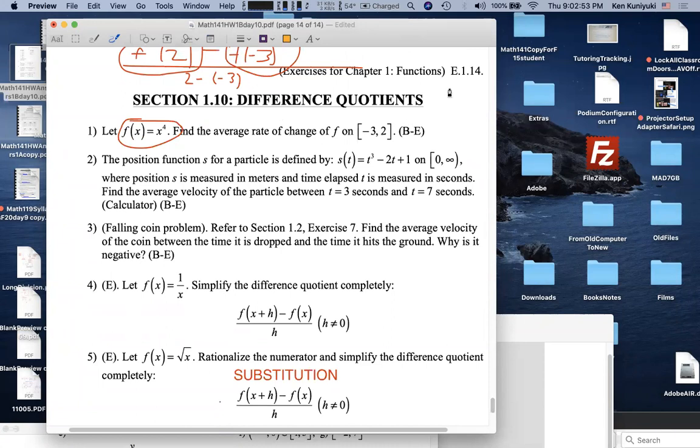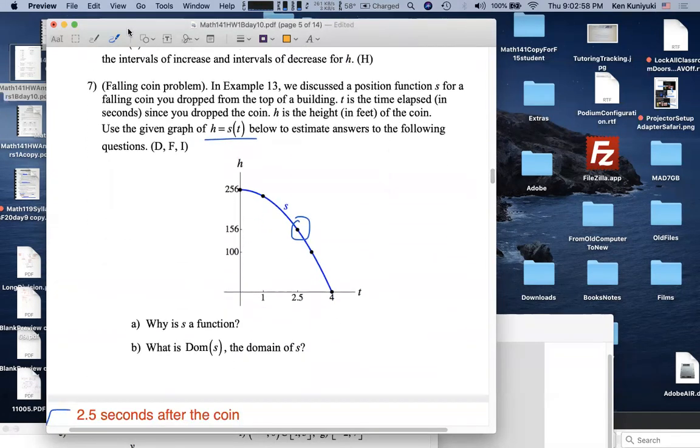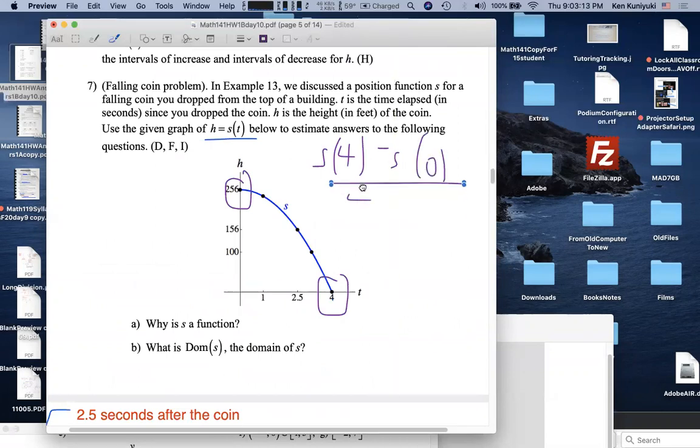Average velocity. All right. Over here. Okay, so for average velocity, we're looking at the average velocity between here and here. All right. So it's going to be S of 4 minus S of 0 over 4 minus 0. S of 4 is 0 minus S of 0 is 256. I'll divide by 4.